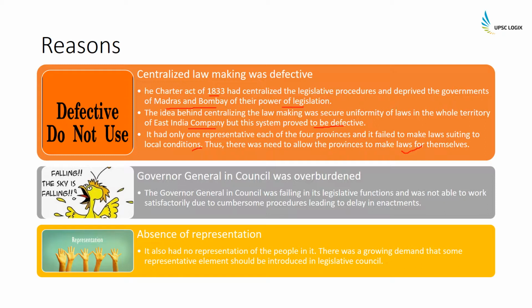Number two reason was that the Governor General in Council was overburdened. The Governor General in Council was already looking after the administration of British India, and this had caused them to put the legislative functions on the back burner. It was a cumbersome process, and there were delays in enacting various legislations that were required. The number three reason was the absence of representation. Since there was no representation of people in this process, there was a growing demand that the local element should be represented in the Legislative Council.